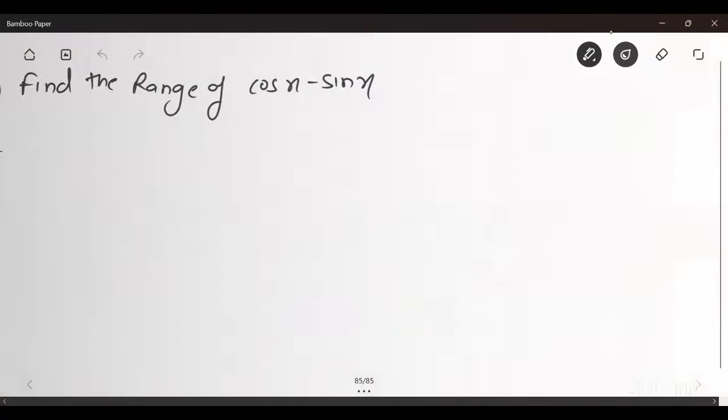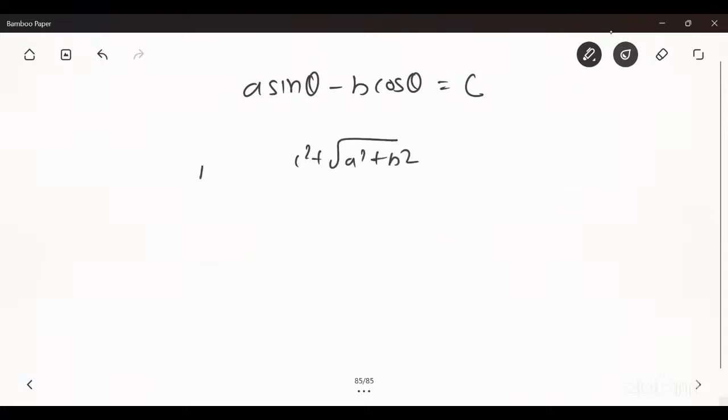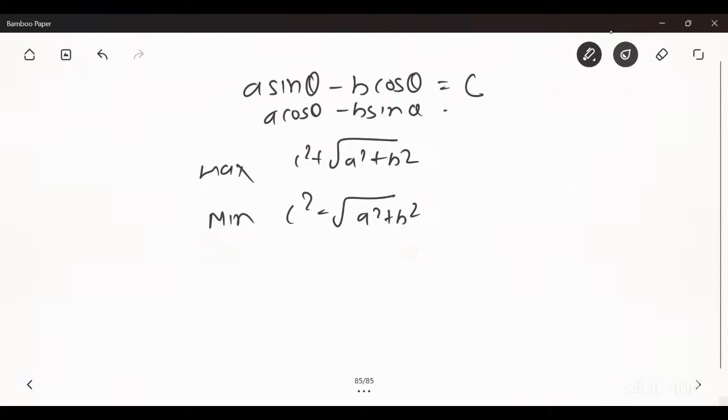I have taught you earlier in the chapter of trigonometry that if the function is given as a sin theta minus b cos theta is equal to c, so what is the range? Its maximum value is c plus under root a square plus b square, and the minimum value is c minus under root a square plus b square. If the function is given as a cos theta minus b sin theta equal to c, so in both the cases, the maximum value will be c plus under root a square plus b square and the minimum c minus under root a square plus b square.